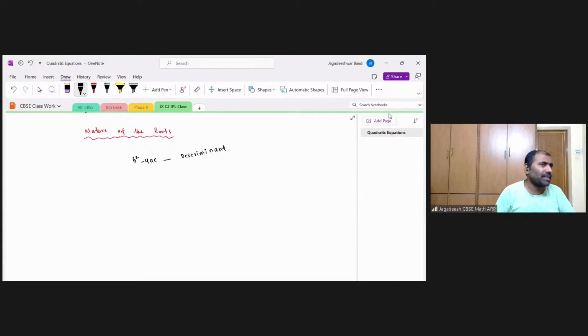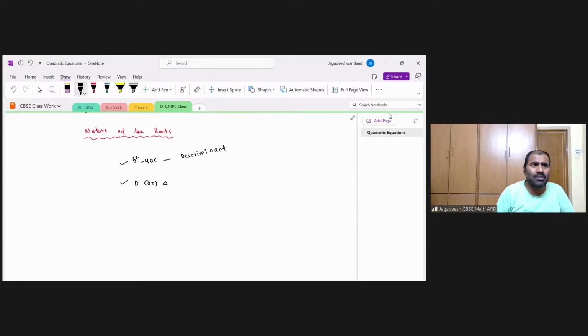Sir, what is this discriminant? Yes, it describes the nature of the roots. So once again, nature of the roots means what type of roots a quadratic equation can have. That will be described by this term b square minus 4ac. Hence, it is called the discriminant, and it is also denoted by capital D, or in some books you might have seen delta. Both are correct.